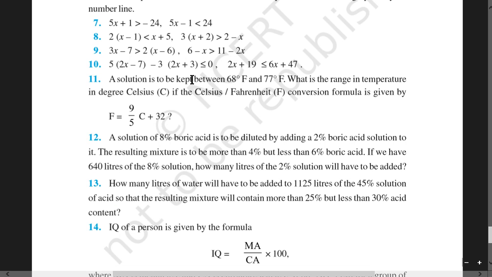A solution is to be kept between 68 degree Fahrenheit to 77 degree Fahrenheit. It means limits are given to you. Minimum value is 68 and maximum value is 77. What is the range in temperature in degrees Celsius if the Celsius Fahrenheit conversion formula is given to you? You have to calculate the range in Celsius. The formula is given to you, F is equal to 9 over 5C plus 32.